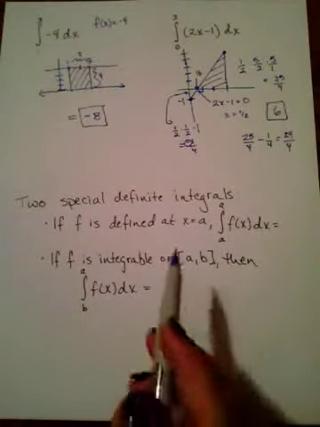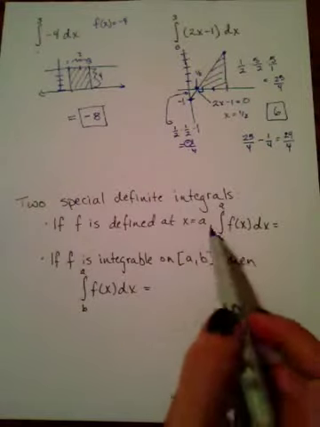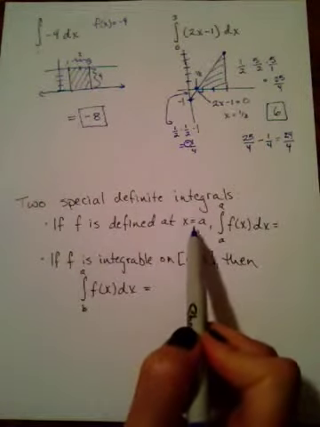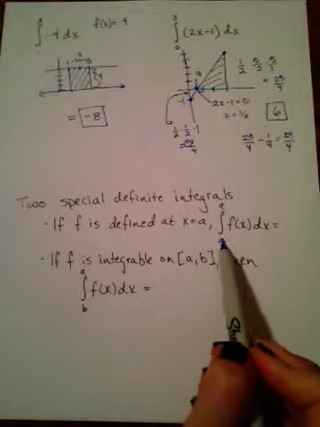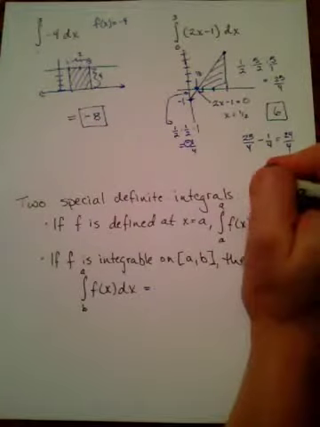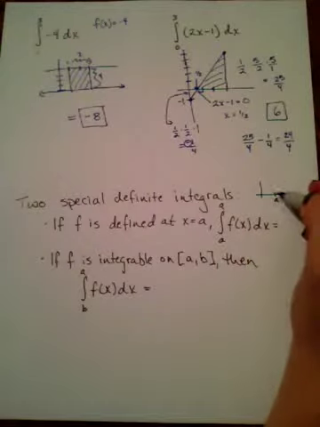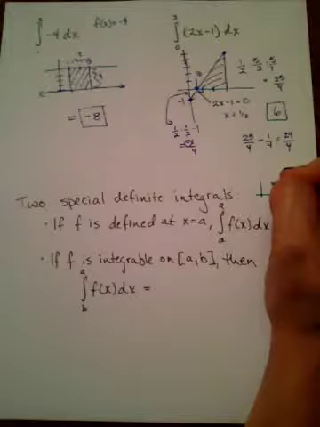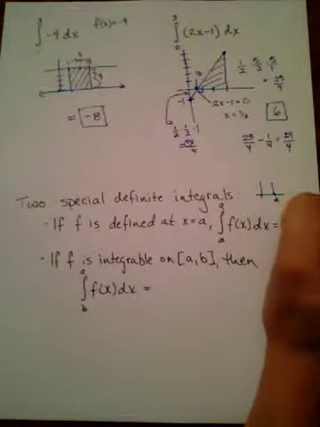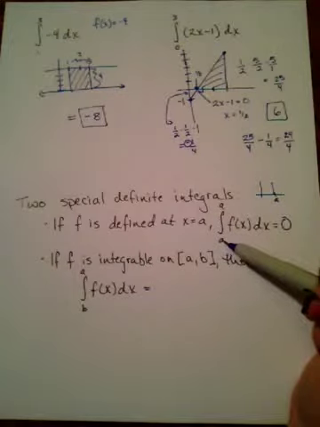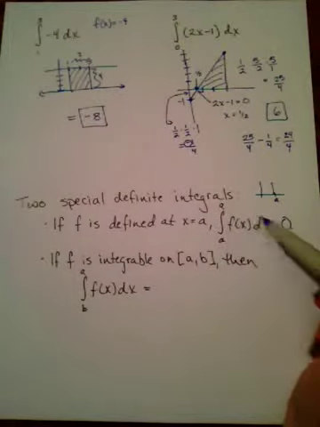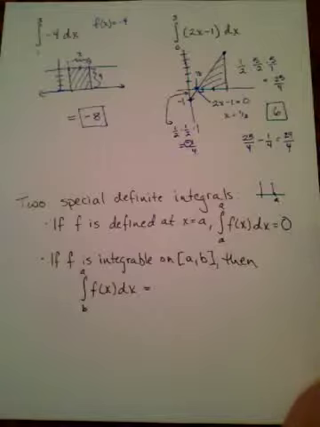Now, two special definite integrals to look at. If f is defined at x equals a and you're actually integrating from a to a, so you can imagine on a graph, here's your a, and there's a point there, and you're integrating from a to a and you're trying to just figure out what is this area. Well, there isn't any area under that because you have no width. So this integral will be 0. So if your limits of integration are ever the same, your answer is always 0.